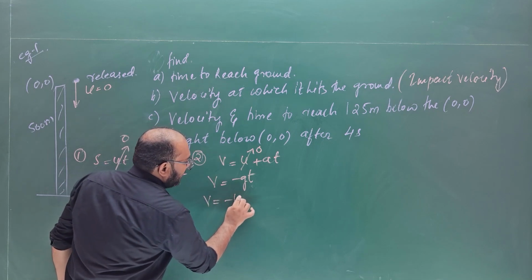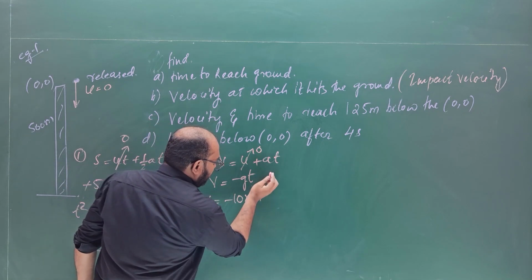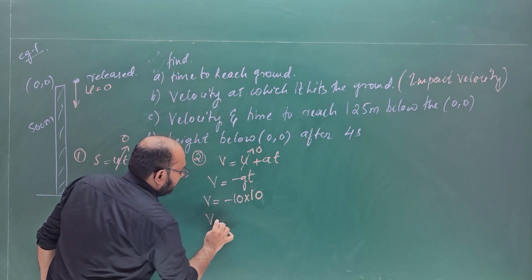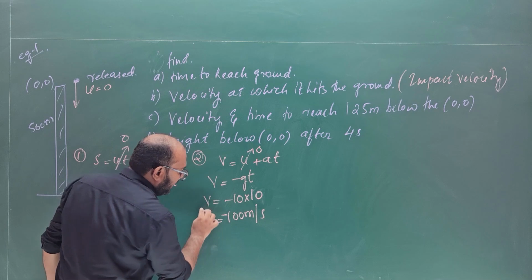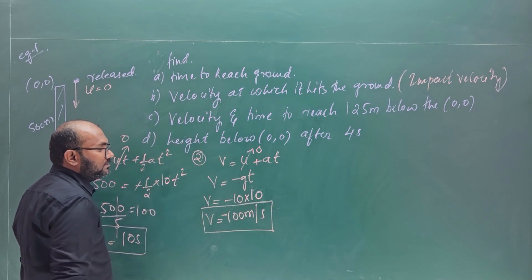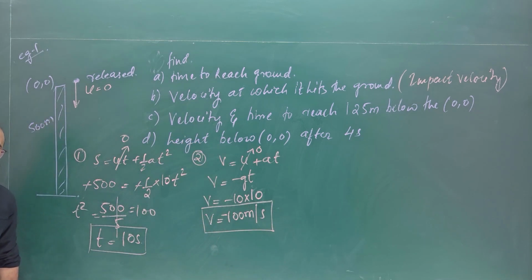So v equals minus of 10 into 10. That means v equals 100 meters per second with a negative sign. The negative sign tells you where the object is going, downward or upward.